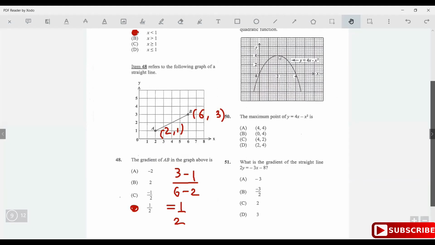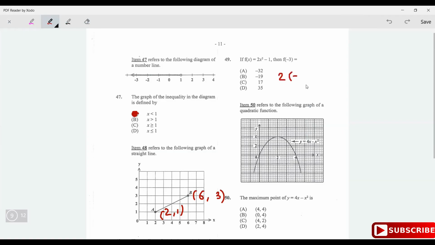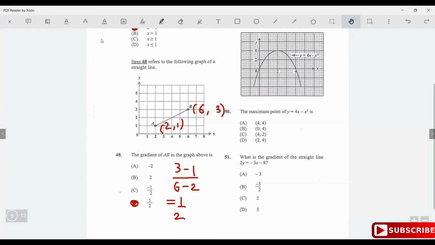All right, question 49. If f of x is 2x squared minus 1, what is f of minus 3? Put in minus 3 in here, so you get 2 times minus 3 squared minus 1. Minus 3 squared is 9. 9 times 2 is 18. So you get 18 minus 1. 18 minus 1 is 17. Easy, soft.